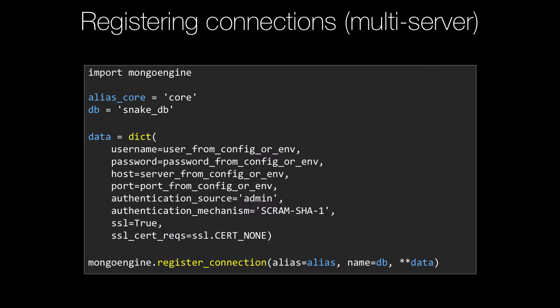And finally, if you're going to do connections across, you know, somewhere outside your data center, you pretty much should just turn this on. You need to turn on SSL and configure the server for SSL. And then you pass that additional data in addition to the alias and the DB.